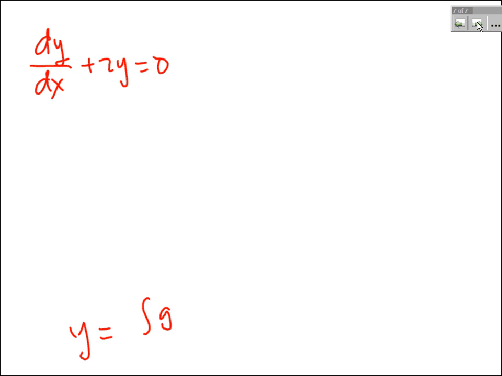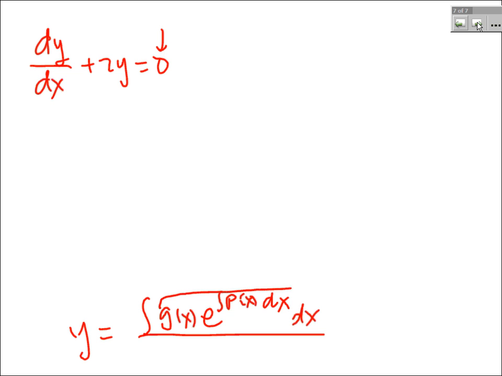Like always, let's just do many of these problems. Let's try this homogeneous equation: dy dx plus 2y is 0. Now, remember, this here is the formula. It's the integral of g of x times e to the integral of p of x dx. So now if g is 0, the whole top is just a constant, because the integral of 0 dx is a constant.